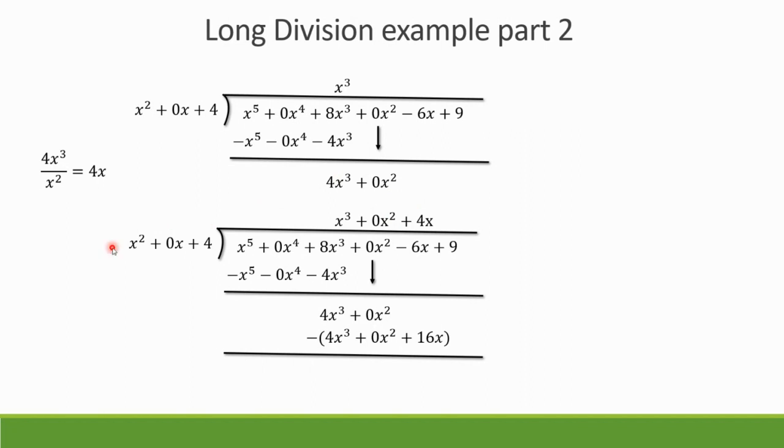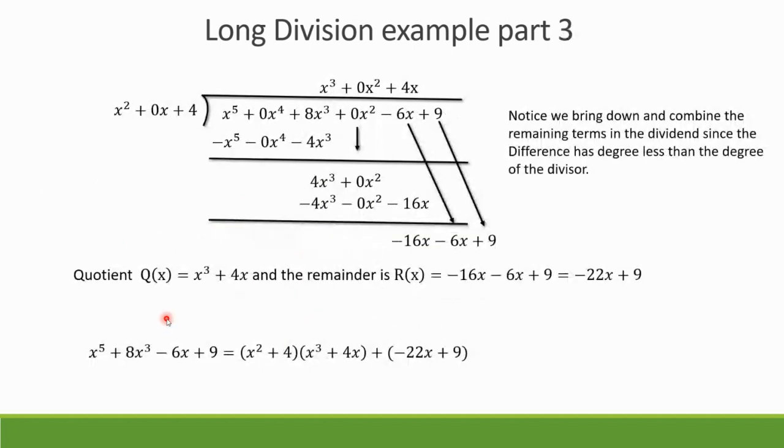So we have 4x times this: 4x times x squared is 4x cubed, 4x times 0x is 0x squared, and 4x times 4 is 16x. And we're subtracting that. When we subtract, these cancel. 0x squared and 0x squared cancel as well. I mean, they're both 0 anyway. We have minus 16x as well.